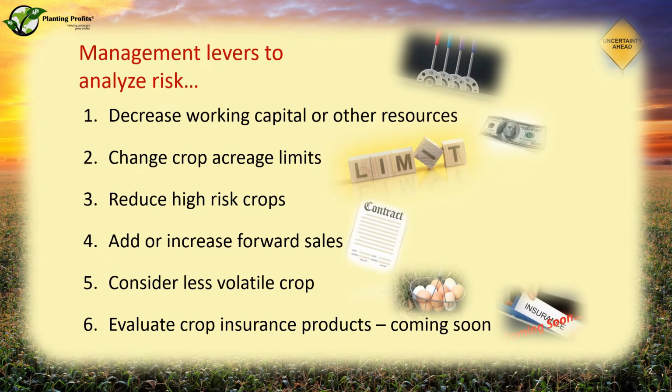There are 6 management levers that can be pulled to analyze risk that are under your control. These levers can be pulled individually or in combination to change a strategy's estimated income. Depending on your operation, some paths may be more feasible or desirable than others. Let's look at each.